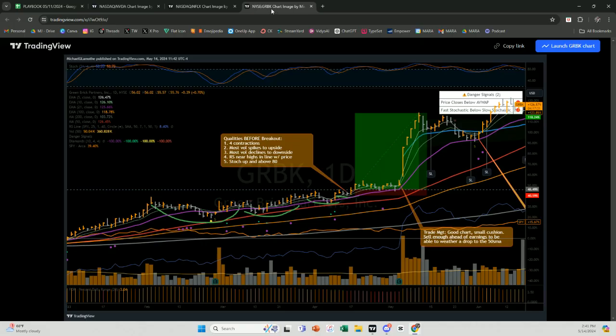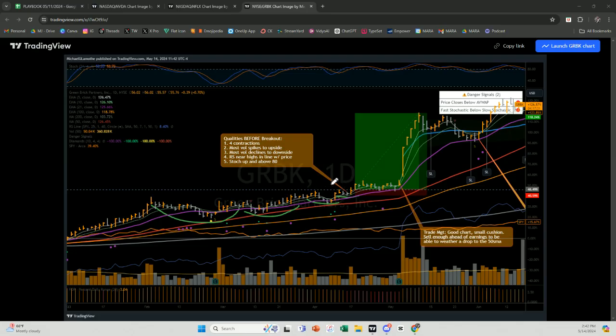I also want to take a look at this one here in GRBK, Green Brick Partners. Now, this one here is a little bit different, right? What's different about it? It looks like it's an ascending base. Yeah. Sometimes that happens too, right? Because what'll happen sometimes is price will round out, and then it'll round out again, move slightly higher, and then it'll contract a little bit more, and then it'll contract again.